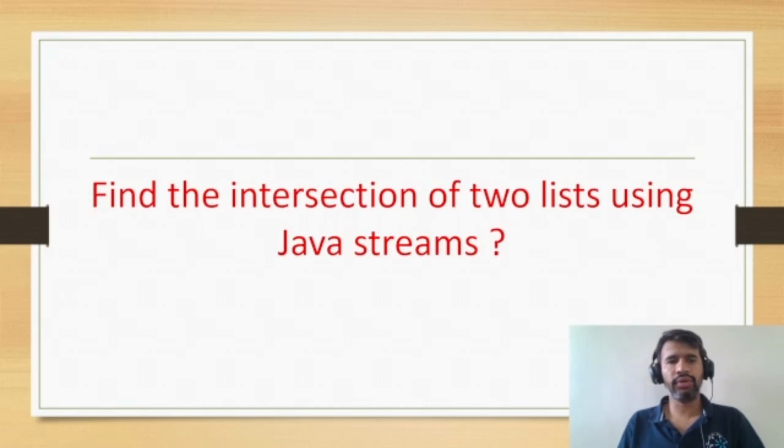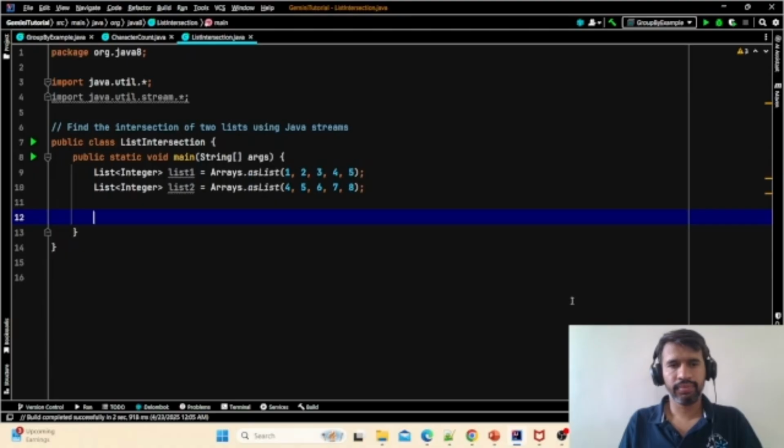The next question is we have to find the intersection of two lists using Java streams. I'll reiterate the question. We have to find the intersection of two lists using Java streams. So basically we have to print the common elements between the lists. Let's see how to do it using streams. Here I have created two lists, okay? We have to find the intersection, the common elements between the two lists.